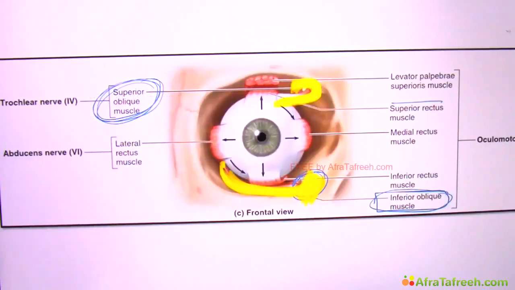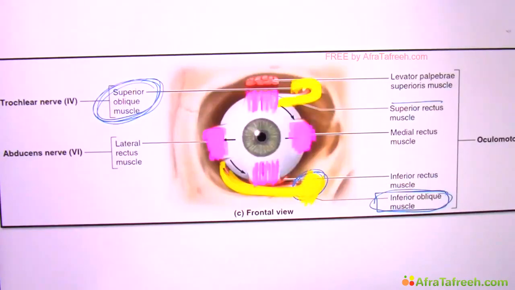But then there are 4 recti muscles also. What are the 4 recti? There is a medial rectus which will pull the eyeball medially for adduction. There's a lateral rectus muscle which will pull the eyeball away for abduction. The superior rectus muscle will pull the eyeball up for elevation. And the inferior rectus muscle will pull the eyeball down for depression. So elevation, depression, adduction, abduction: the 4 recti are doing such movements.